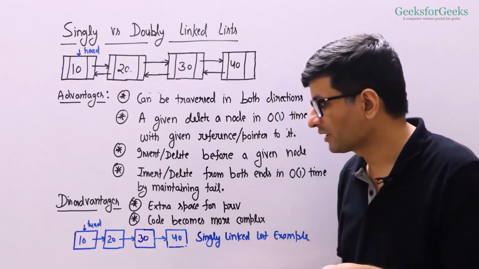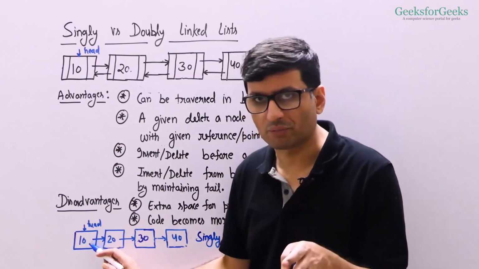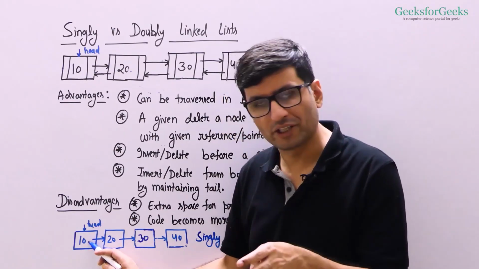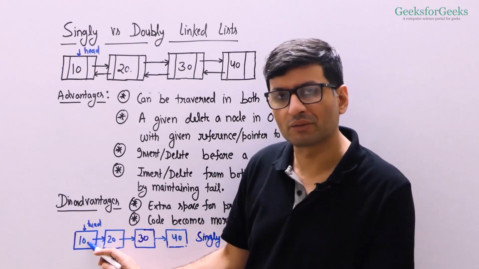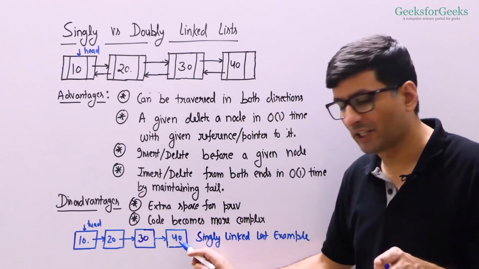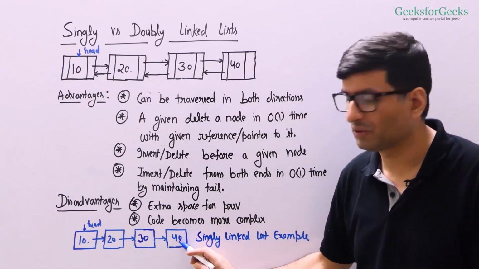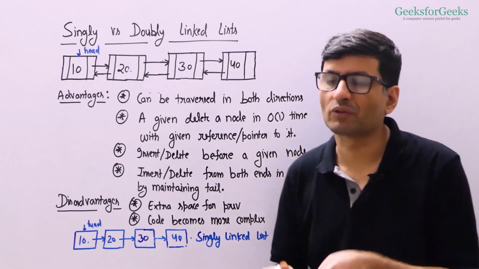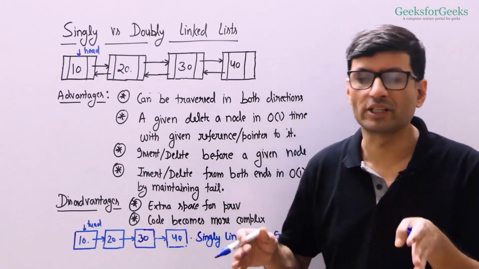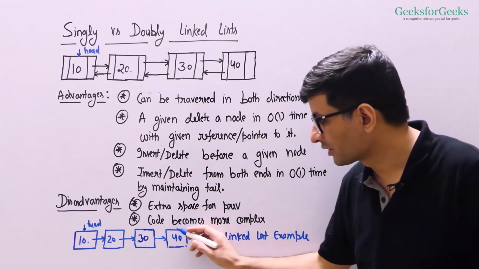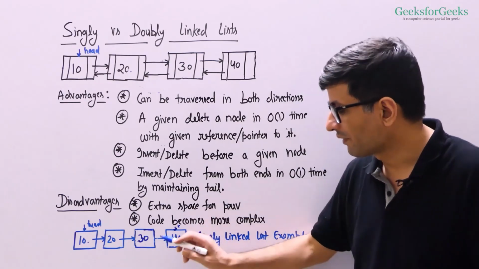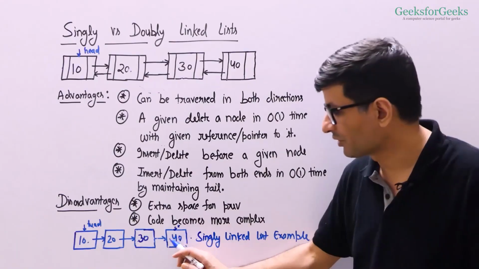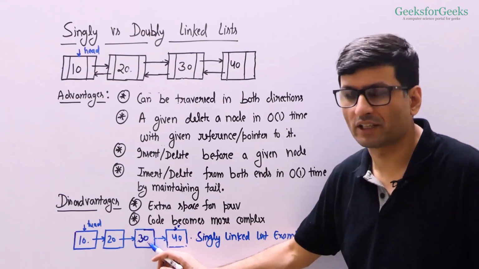In singly linked list, if I have head reference or head pointer, I can insert here in big O of one time, I can delete from here in big O of one time. And if I maintain tail pointer or tail reference also, I can insert at the tail also in big O of one time, but I cannot delete from the tail in big O of one time, even if I maintain the tail pointer or tail reference. So if I maintain a tail here, and if I want to delete the last node, it's not possible because to delete the last node, I need to get hold of the second last node.